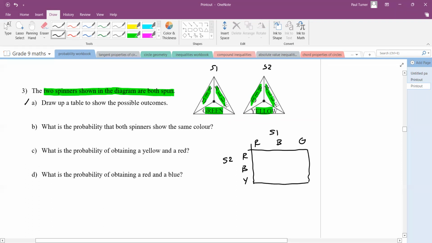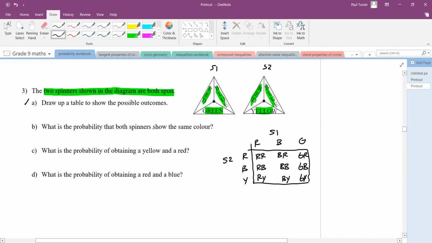So the first outcome will be red, red. And then we get blue, red. Then green, red. Then we have red, blue. Blue, blue. Green, blue. Red, yellow. Blue, yellow, and green, yellow. So I was writing the first spinner and then the second spinner.